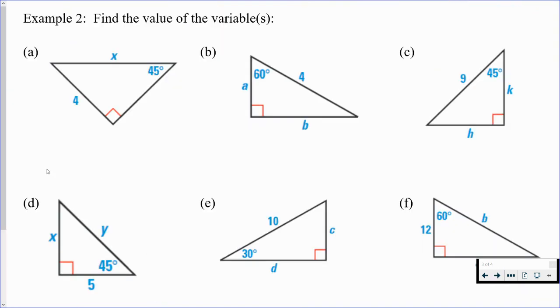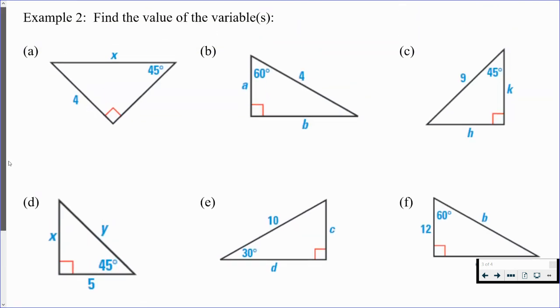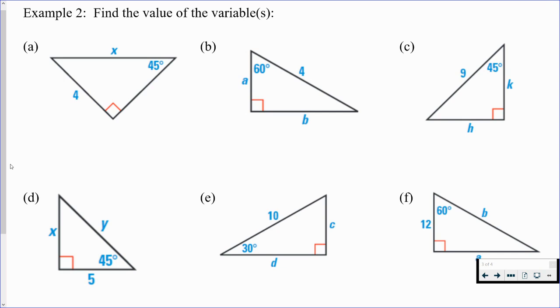All right, let's try some more. Okay, we're going to find the values of these variables. We could have a mix of any of the different types of special right triangles. So let's go through. For the first one, we have a 45, 45, 90 triangle. We know the leg is 4, so the other leg is also 4. We want to solve for x.